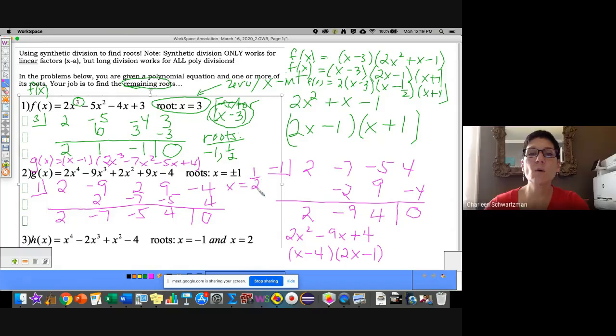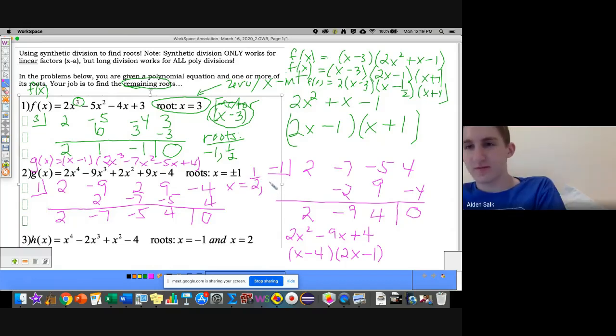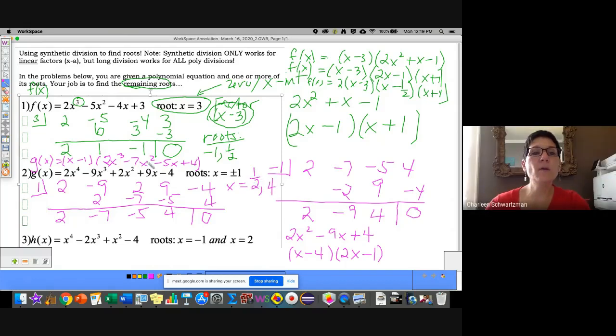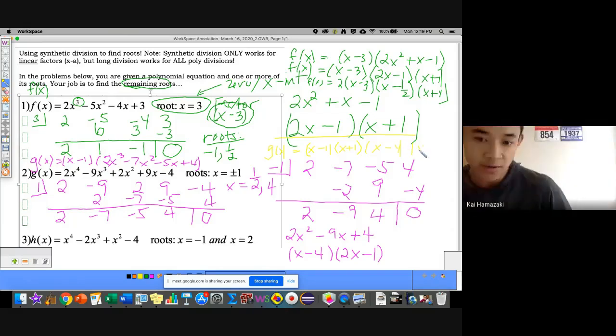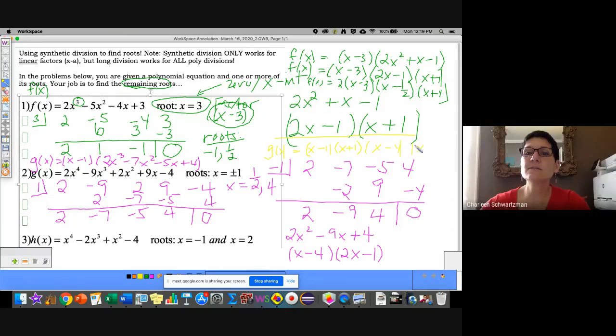1/2 and 4, right? And if I wanted to write this function as a product of its linear factors, you can do it as g of x is equal to x minus 1 times x plus 1 times x minus 4 times 2x minus 1.